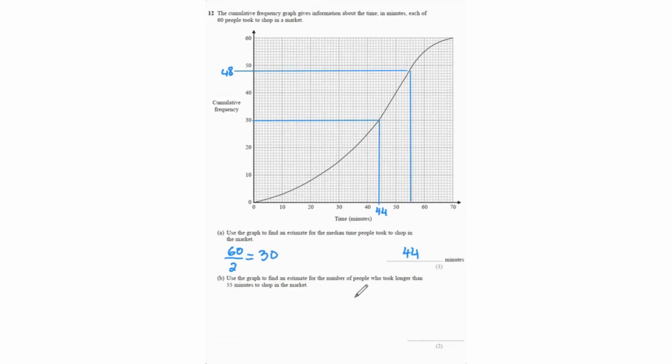So since we want to know the number of people who took longer than 55 minutes, that means it's going to include this region because this is for more than 55 minutes. So we do 60 minus 48, which gives us 12. So 12 people took longer than 55 minutes to shop in the market.